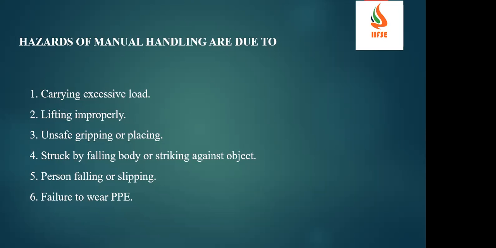Then person falling or slipping, this is also one of the hazards while manual material handling. Then failure to use PPE, in the sense that whatever personal protective equipment is required, they fail to use it, or they are not using it properly. And also the right person, which means the person assigned to the work, whether he is fit for the work or not. That is also a hazard we can consider in manual material handling.